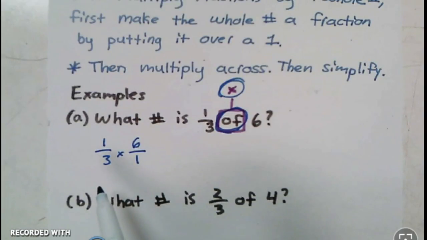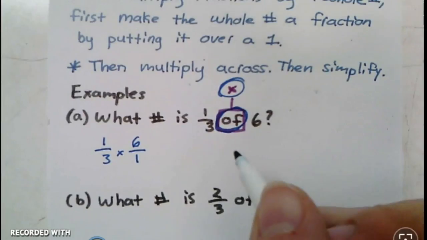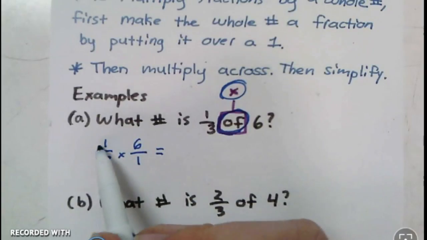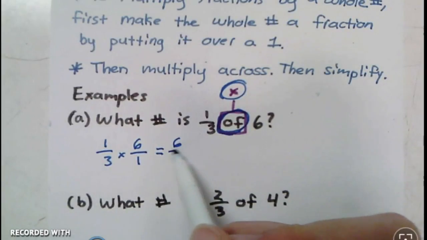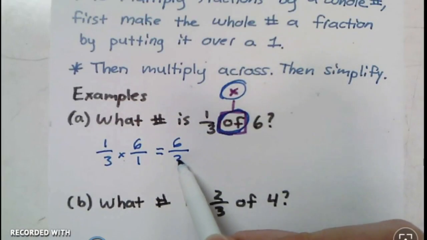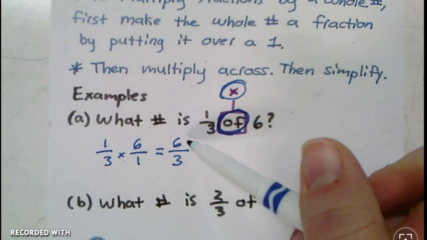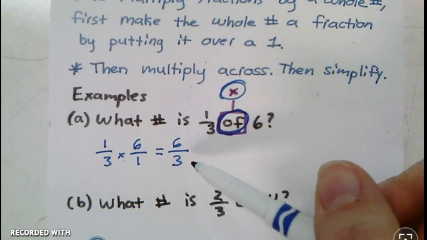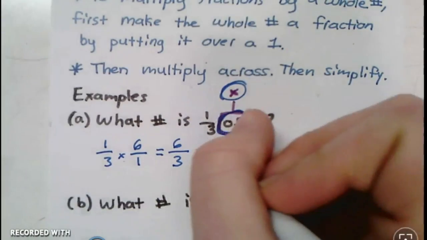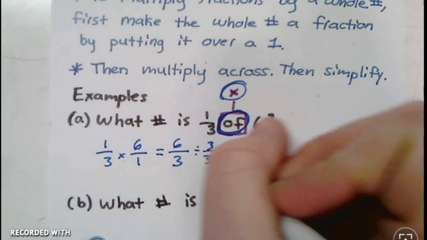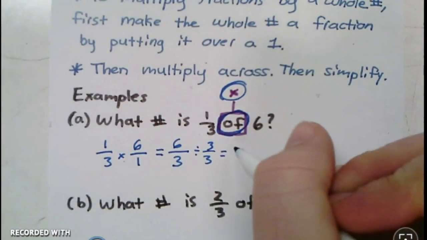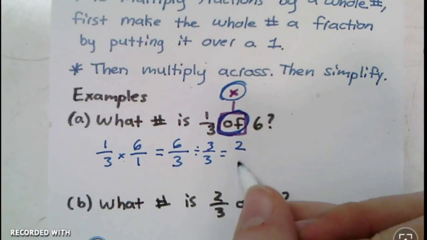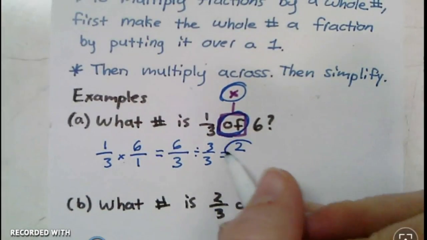Okay, and now I can multiply across. So 1 times 6 is 6. 3 times 1 is 3. And now whenever I have them like this, we know we need to reduce it. So I can divide both the 6 and the 3 by 3. And so I get 6 divided by 3 is 2, and 3 divided by 3 is 1, which means that my answer will just be 2.